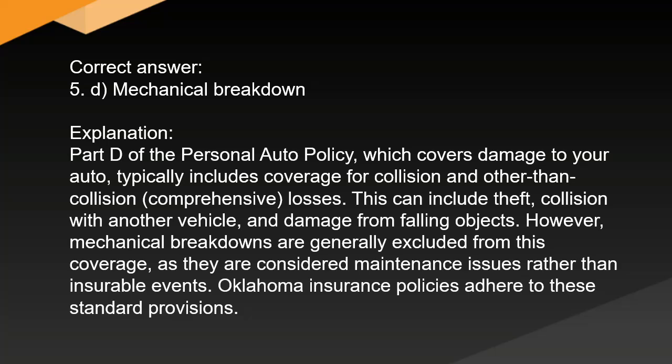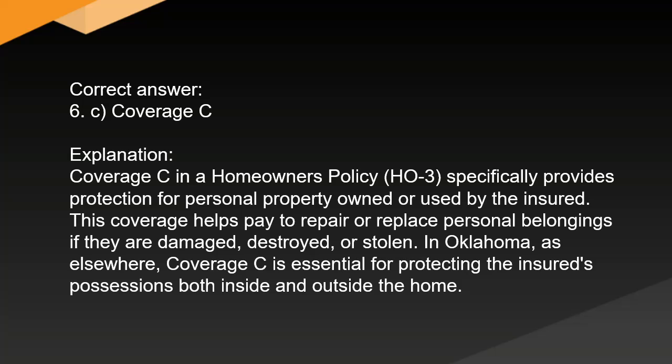Correct answer. D. Mechanical breakdown. Explanation. Part D of the personal auto policy, which covers damage to your auto, typically includes coverage for collision and other than collision, comprehensive losses. This can include theft, collision with another vehicle, and damage from falling objects. However, mechanical breakdowns are generally excluded from this coverage, as they are considered maintenance issues rather than insurable events. Oklahoma insurance policies adhere to these standard provisions.